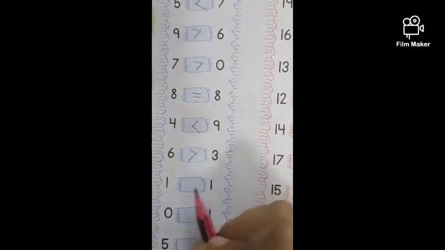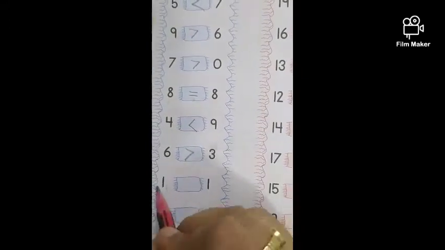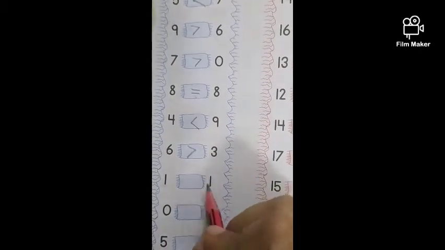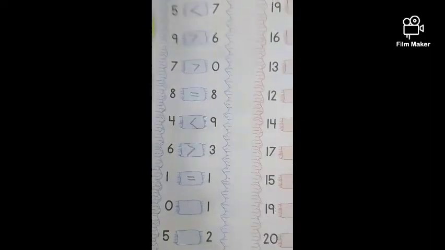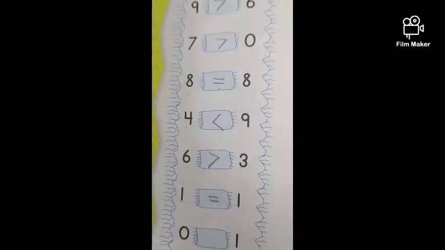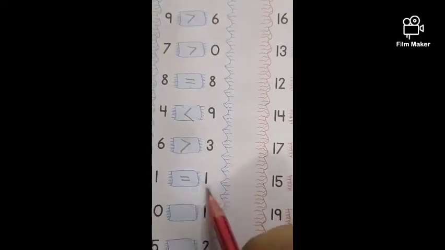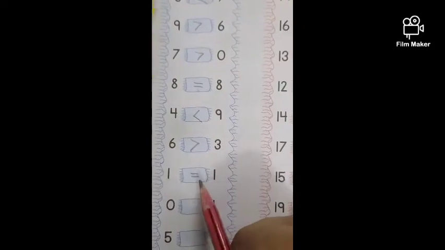1 and 1, both the sides, same number. Tell me what comes in between. Yes, equal to. Same number. This is easy. Okay guys, this is very easy, we all are enjoying doing the same numbers, right?